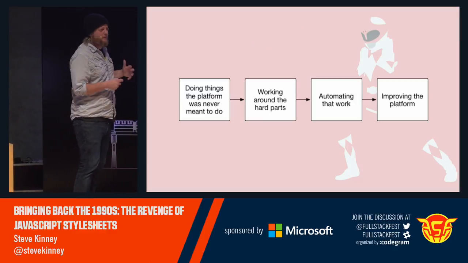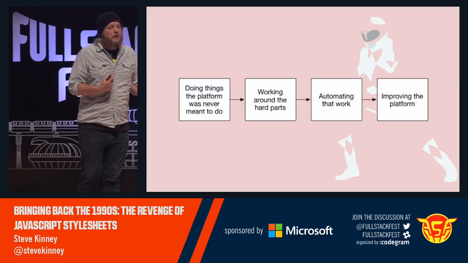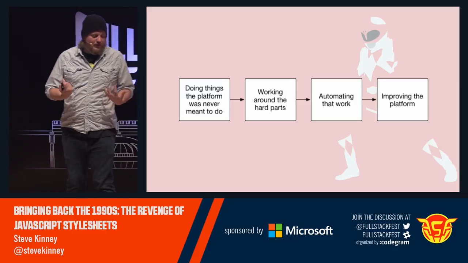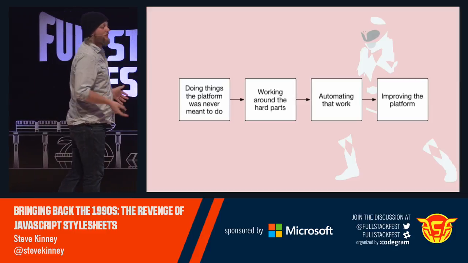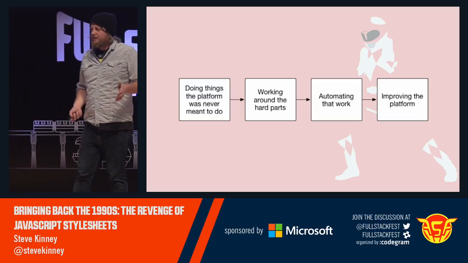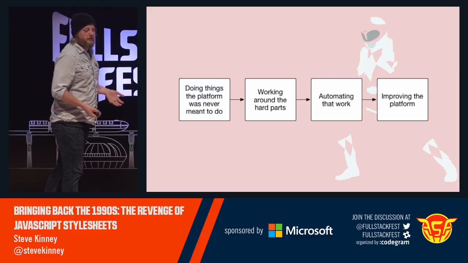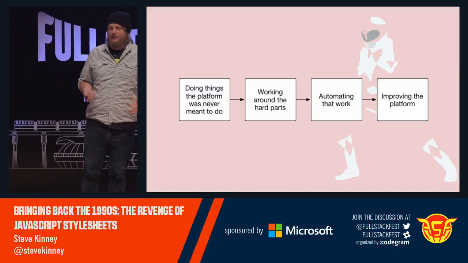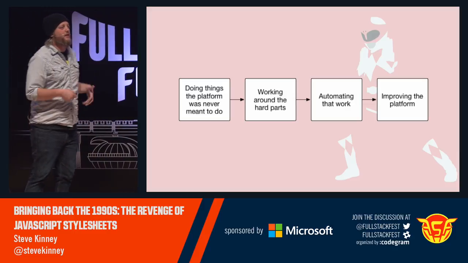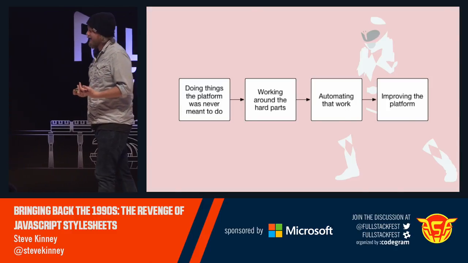And I'm going to show this slide a few times. I think this is the cycle and the flow that we go through building, advancing the web platform, which is we start doing things that the platform was never meant to do. Then we come up with this one weird trick to do whatever that was and make it happen. We find a way to automate it with build tools, and eventually we improve the platform itself. We can write callbacks, and then we come up with a promise abstraction. But eventually we give ourselves async await and just better general tools for doing these things.